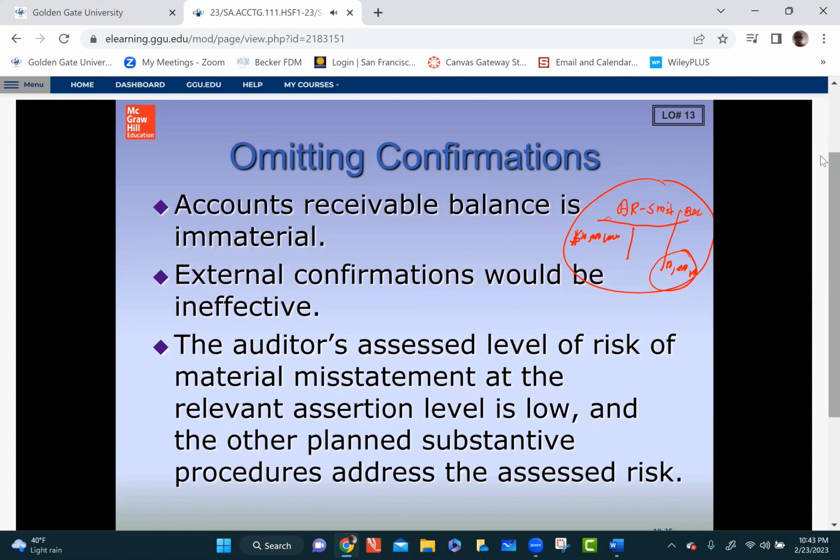But what's nice about sending out confirmation is I ask them about that entire balance, right? So I'm getting evidence for that entire balance. But what if I can't do the confirmation?